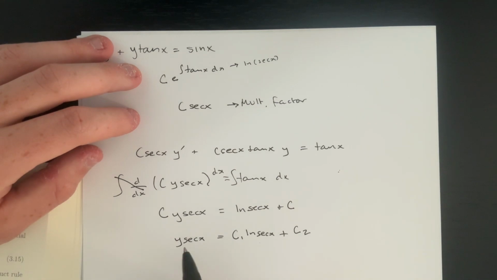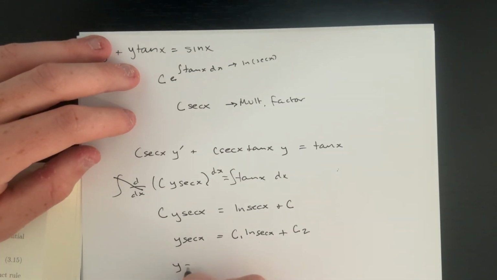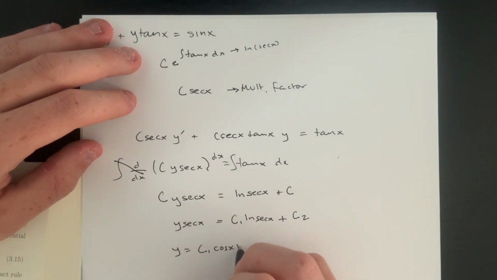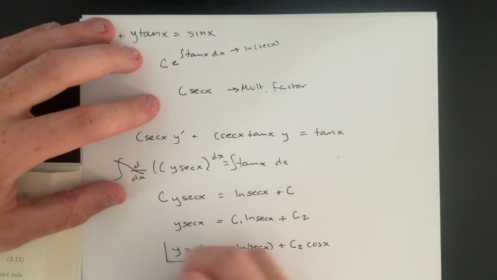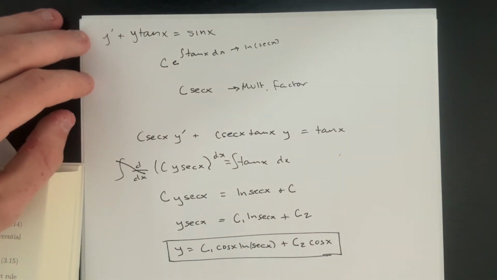Last step is dividing by secant x, which is the same as multiplying by cosine x. So we get the final solution is c1 cosine x ln secant x plus c2 cosine x. And that is your solution.